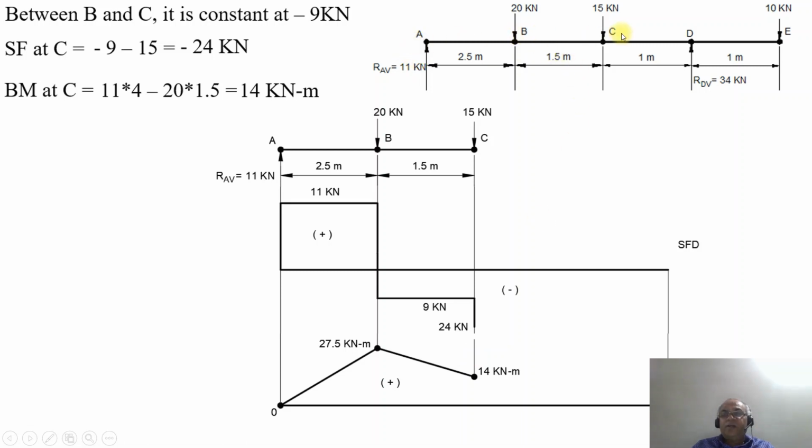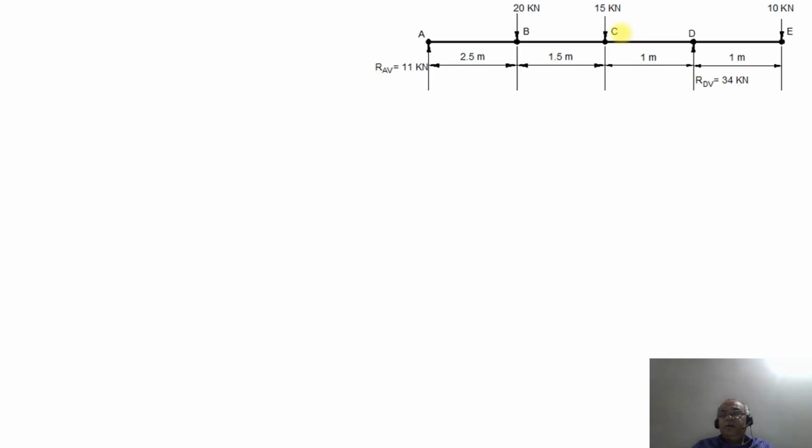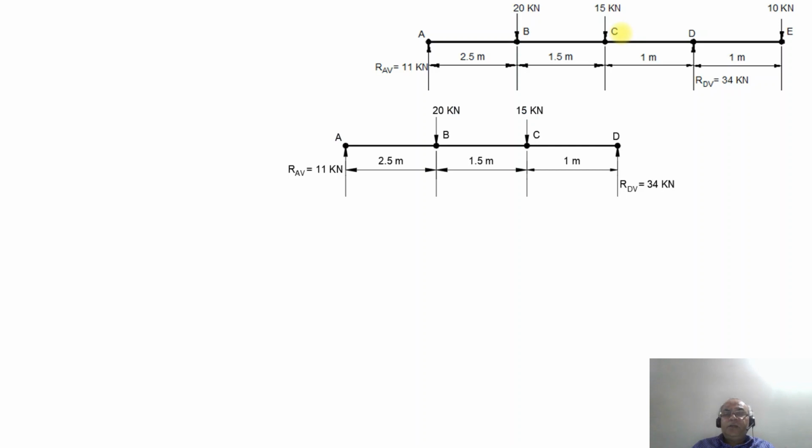Now we are going to go further from C to D, and the vertical reaction at the point D. From C to D, we also have the vertical reaction acting upwards, RDV, equal to 34 kilonewton. As we go along the shear force diagram between C and D, it remains constant as there is no other load acting between C and D. So it remains constant at minus 24 kilonewton.